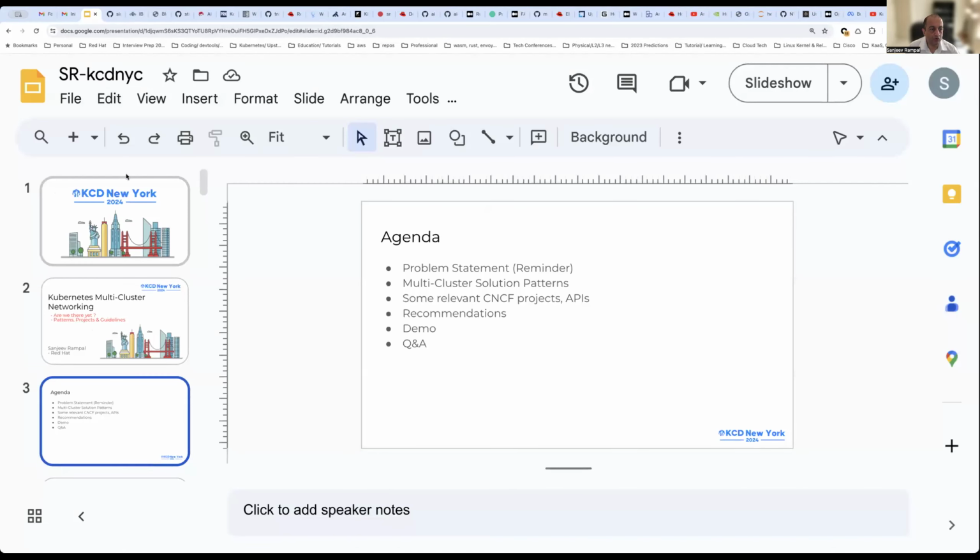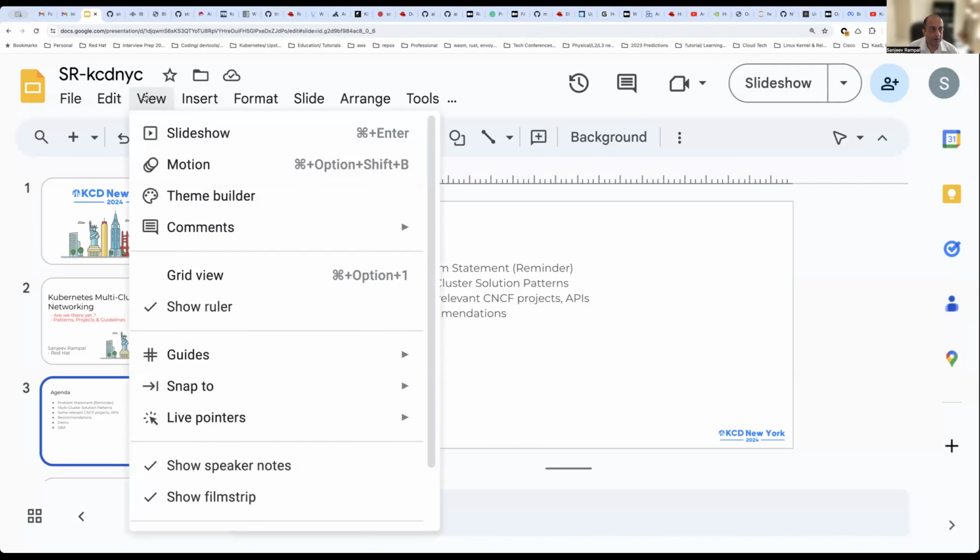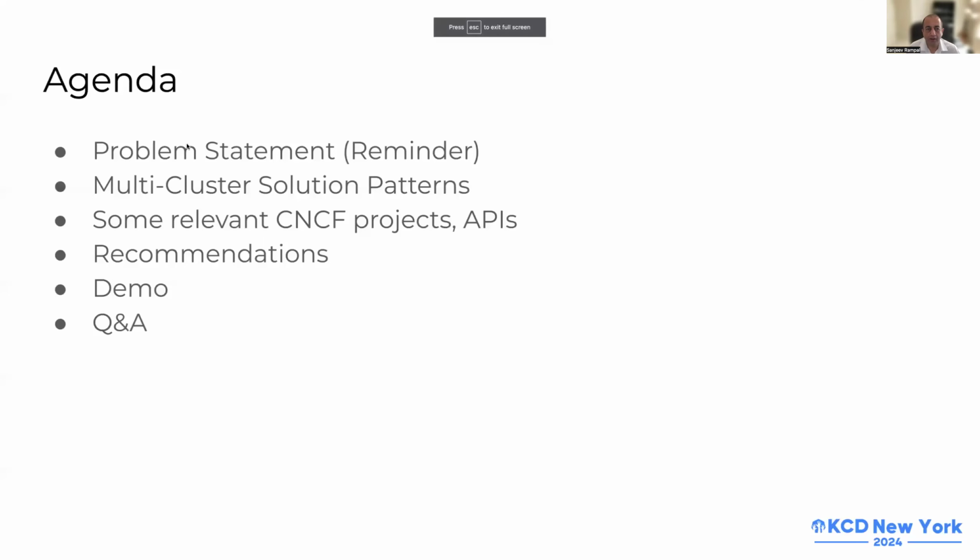Okay, so let's see. Okay, so the agenda is a quick reminder of the problem statement. Why are we doing multi-cluster and so on? The solution patterns, the relevant projects, and some way of categorizing and comparing these. Some details on their APIs, and then design recommendations and a quick demo.